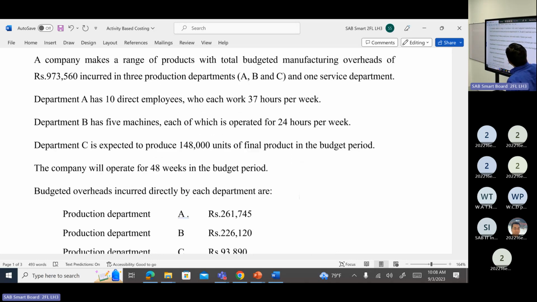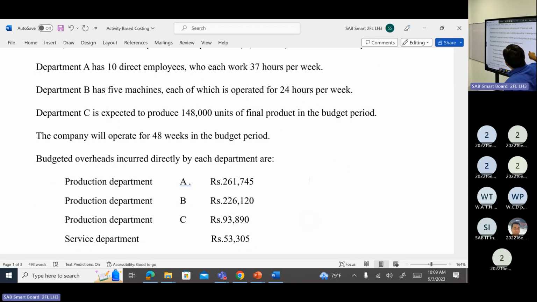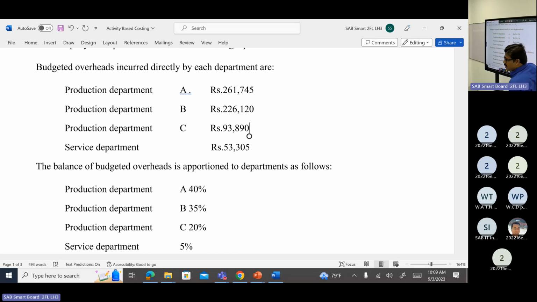So you can deduct it from the 973,560 total overhead cost. The difference is 310,000. So that is the overhead cost commonly incurred. This is the total production overhead cost, manufacturing overhead cost. Product goes through 3 production departments and 1 service department. The balance budgeted overhead cost is apportioned among the departments at 40%, 35%, 20%, 5%.